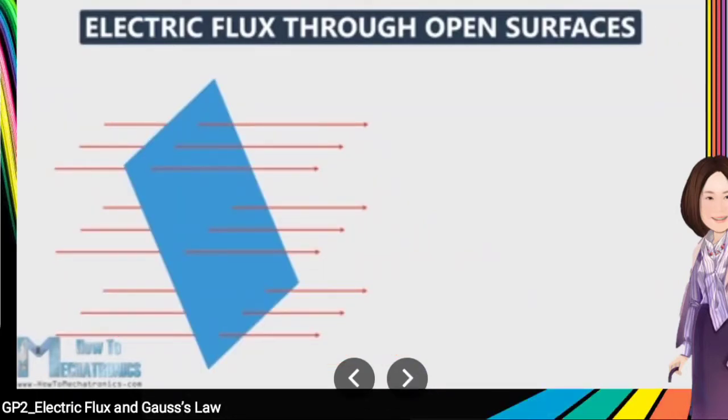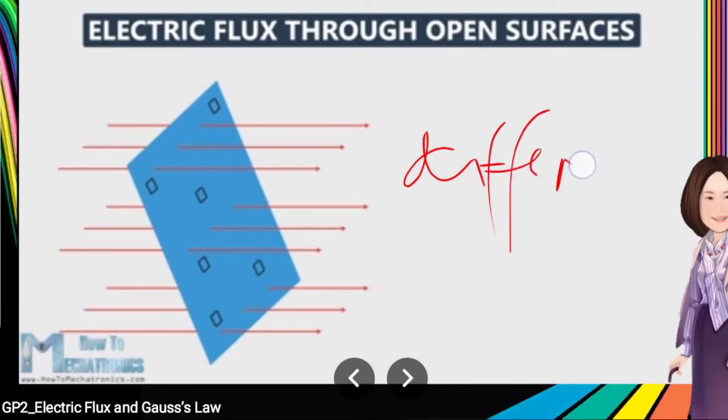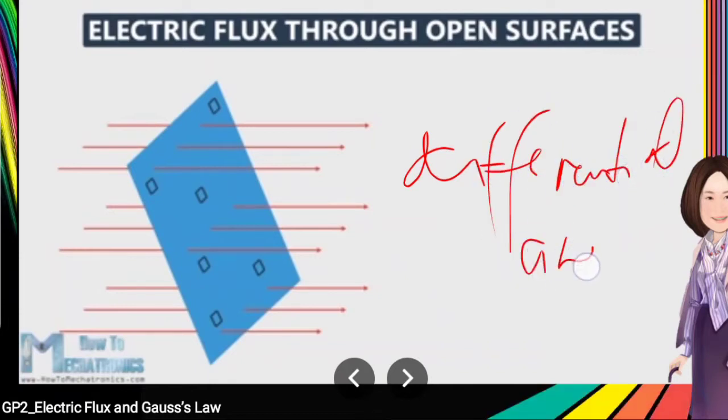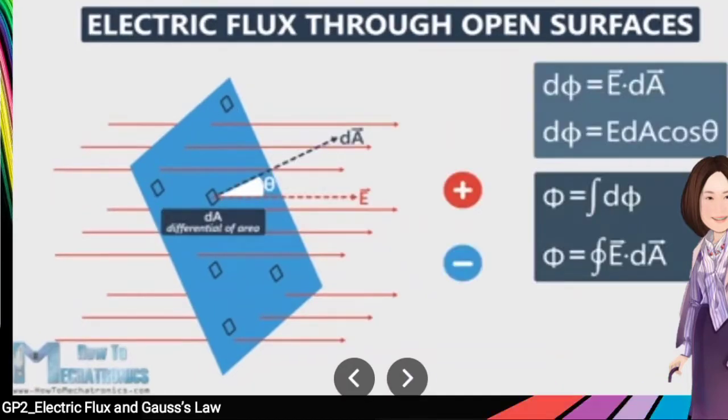We will bring that field a rectangle, which is an open area, and we will divide the area into very small elements, each with a size dA. So, dA is called a differential area. Now, we are going to make the area dA a vector with a magnitude dA. The vector direction is always perpendicular to the small dA.